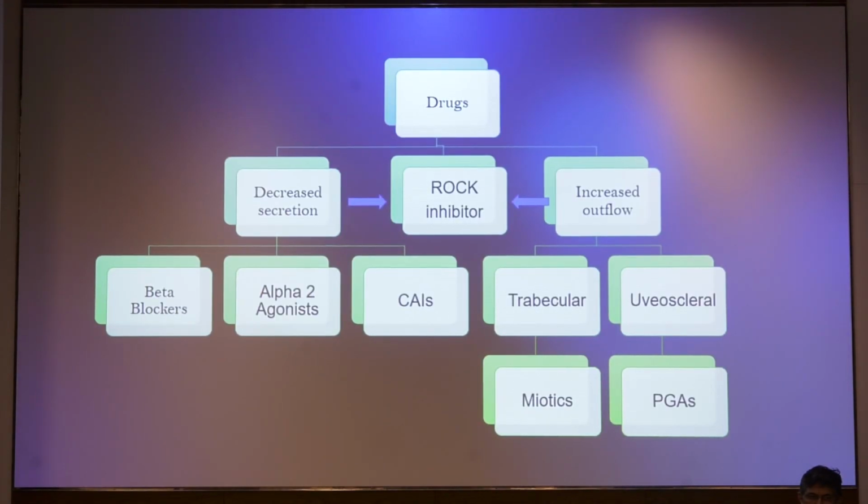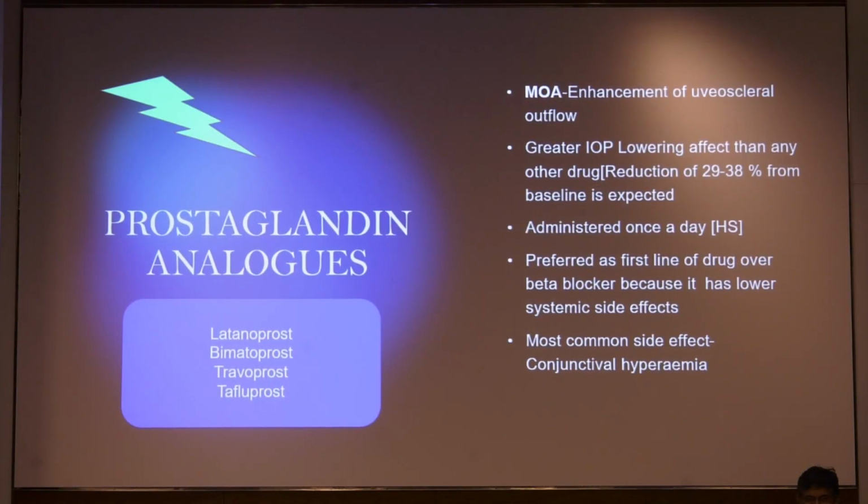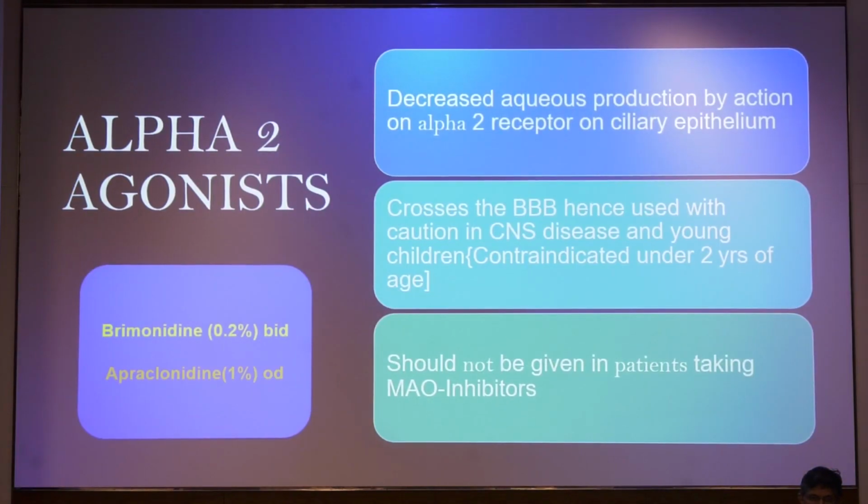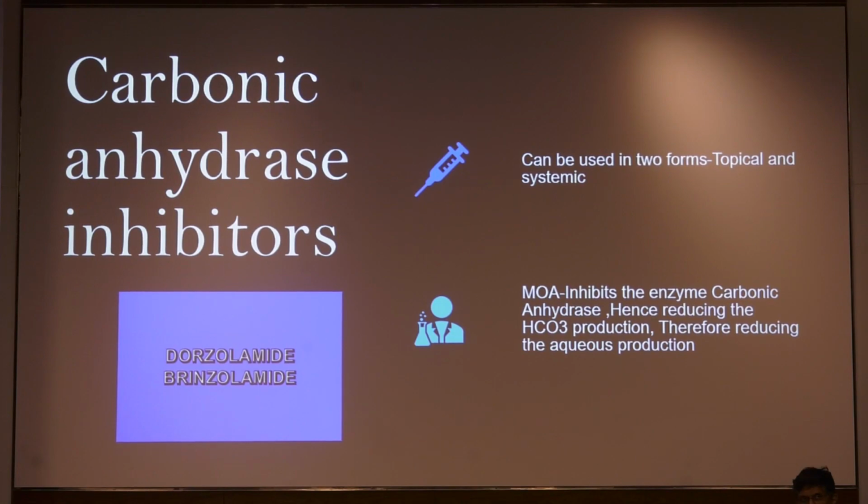The drugs, as we all know, either decrease the secretion or increase outflow. Beta blockers, alpha-2 agonists, and CAIs are the ones that decrease secretion, and increased outflow is by the trabecular and uveoscleral pathway. And we all know, I'll just skip these, beta blockers, prostaglandin analogs, alpha-2 agonists, they should be avoided in the young because they can cross the CNS barrier. So we have to avoid them.